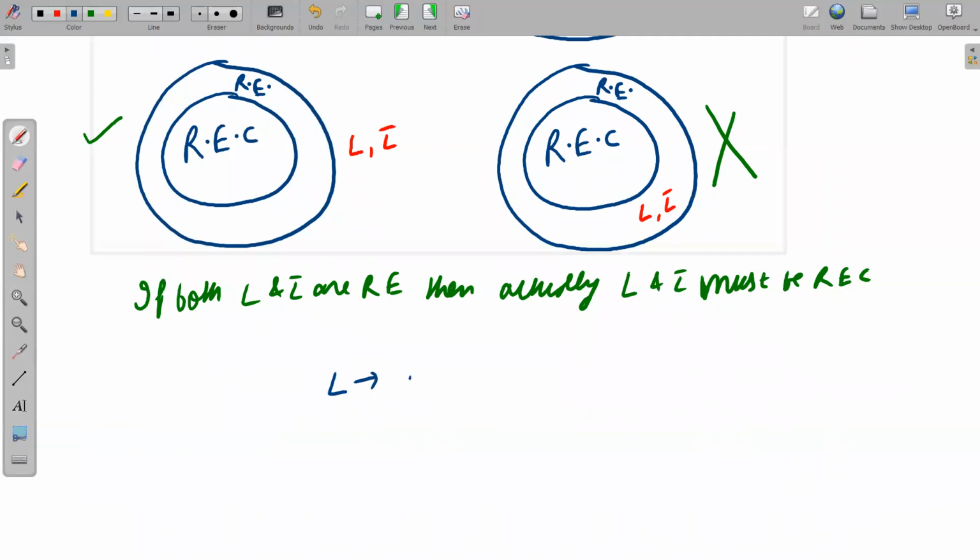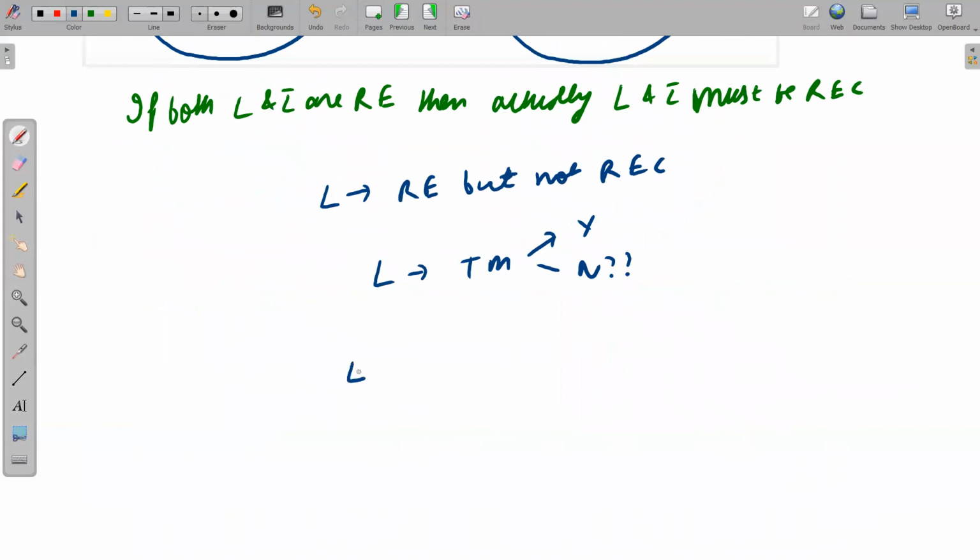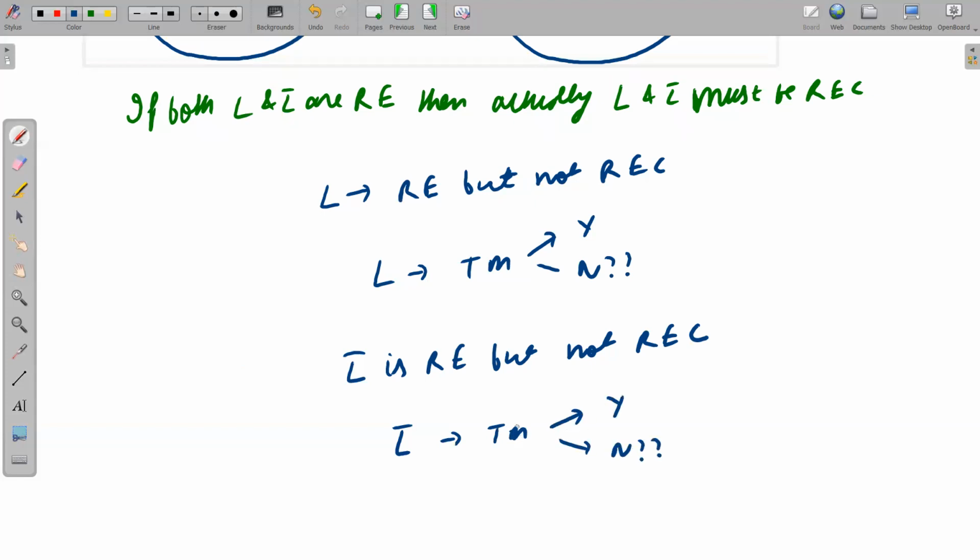See, L is RE but not REC. What does this mean? This means for L we should have a Turing machine which will always say yes, but in case of no, it may go to hang. Similarly, I am saying L bar is RE but not REC. So for L bar, we should have a Turing machine which will say yes, and in case of no, it may go to hang. Okay, this is the case.